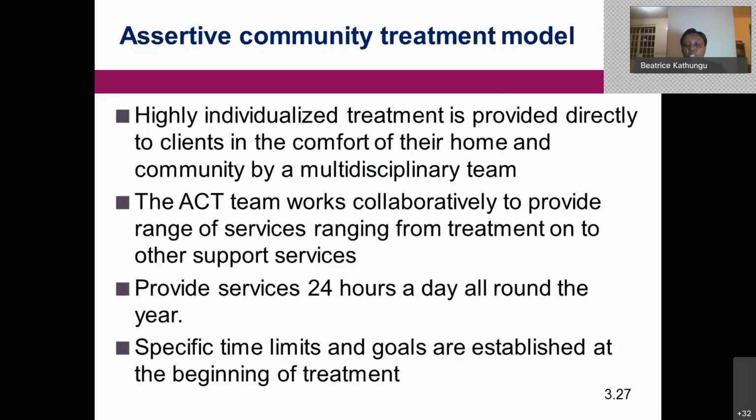So you can see why it's a good model for people who are in acute need of services, people who have very little recovery capital, people who are in acute SUD or with very low motivation for recovery. The ACT team, or Assertive Community Treatment team, works collaboratively to provide the range of services, which can range from treatment to all the other support services. For example, it might be housing. It might be something to do with education, maybe childcare. So all these needs are addressed by this multidisciplinary team who go to the home of the client.